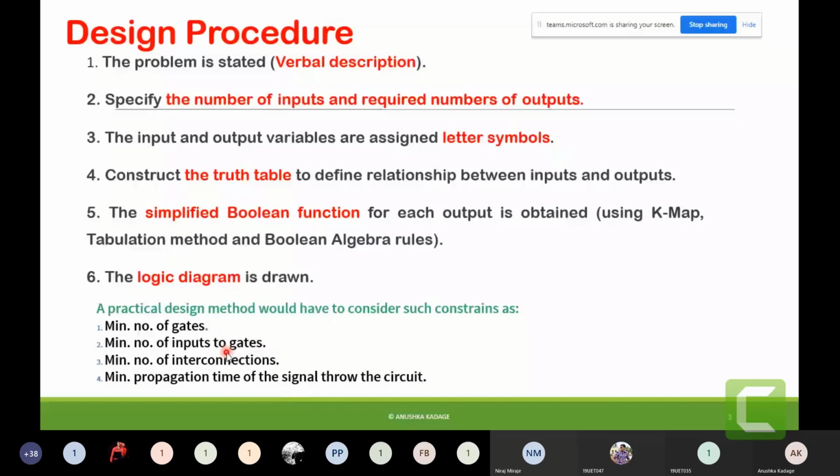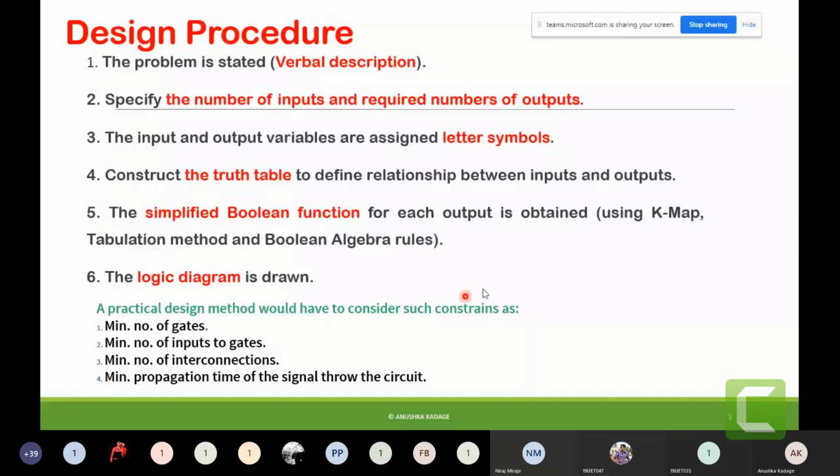So when combinational circuits are to be designed, we have to get the minimization done by reducing the number of gates, the number of inputs to every gate, then the number of interconnections for implementing that combinational circuit. And if we are minimizing all these things, obviously the propagation time for the signal flow through the circuit is going to get minimized. So through this design procedure, we have to aim at minimizing all these parameters in real situations.